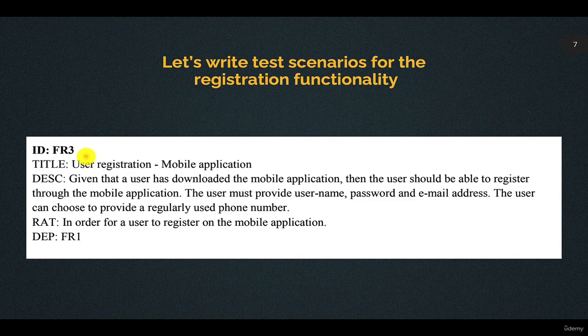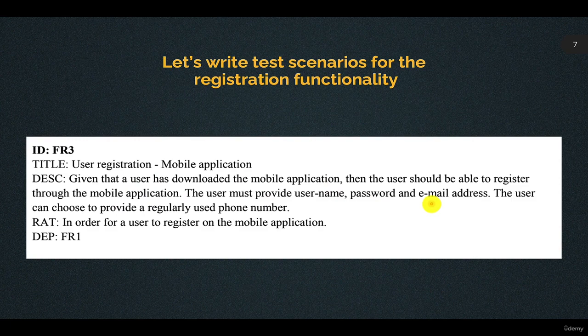Like we said, there are functional requirements, which describe the functions in the application, and non-functional requirements. In non-functional requirements, we talk about, for example, performance, usability, or security. Title: user registration, mobile application. Then we have the description. Given that a user has downloaded the mobile app, the user should be able to register through the mobile app. The user must provide username, password, and email address. The user can choose to provide a regularly used phone number.